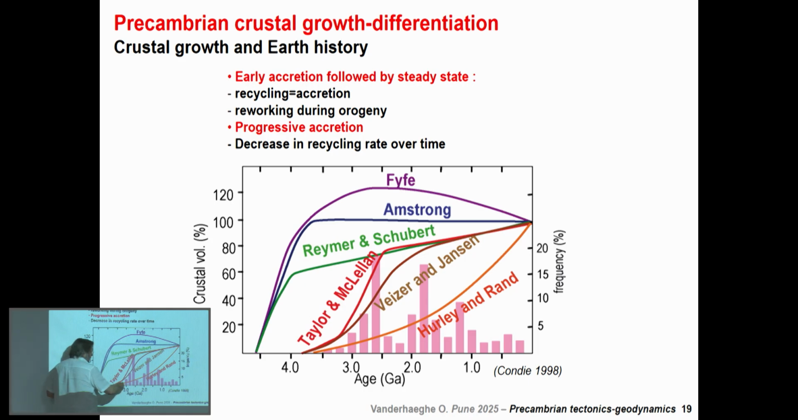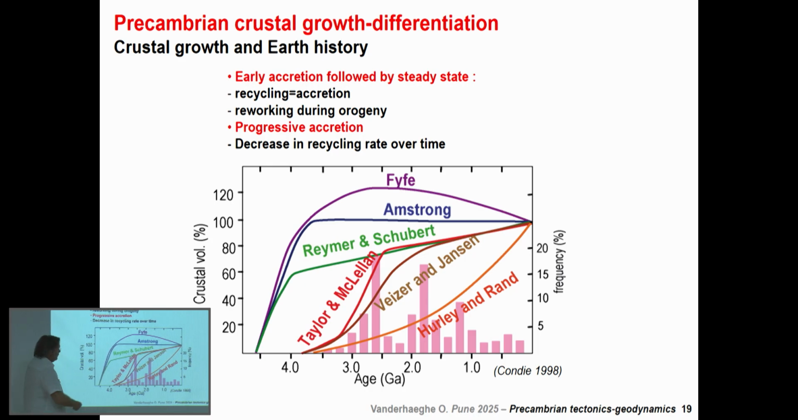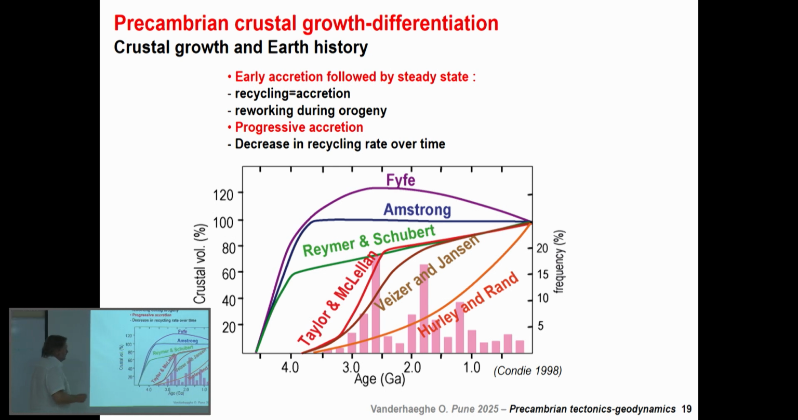Other people said, okay, no, it's the other way around. Maybe a lot has been produced, but a lot has been recycled. Of the crust has been recycled in the mantle through erosion, sedimentation, and subduction of sediments. So then they end up with totally different histories. So I'm not going to build more on that.